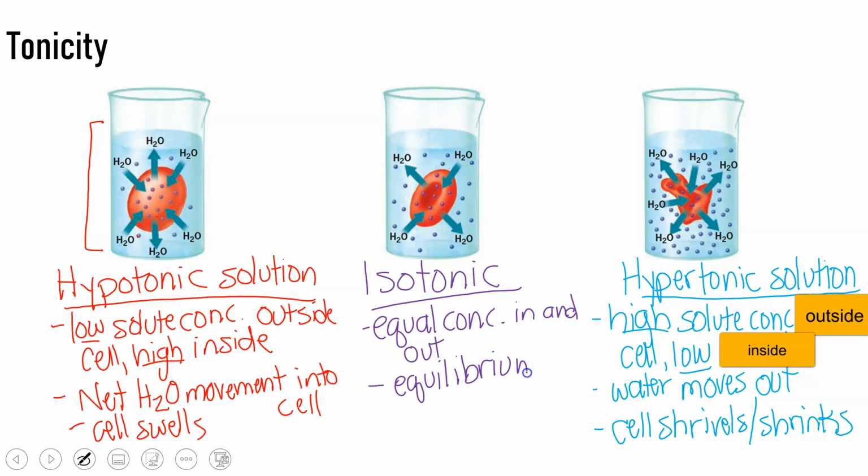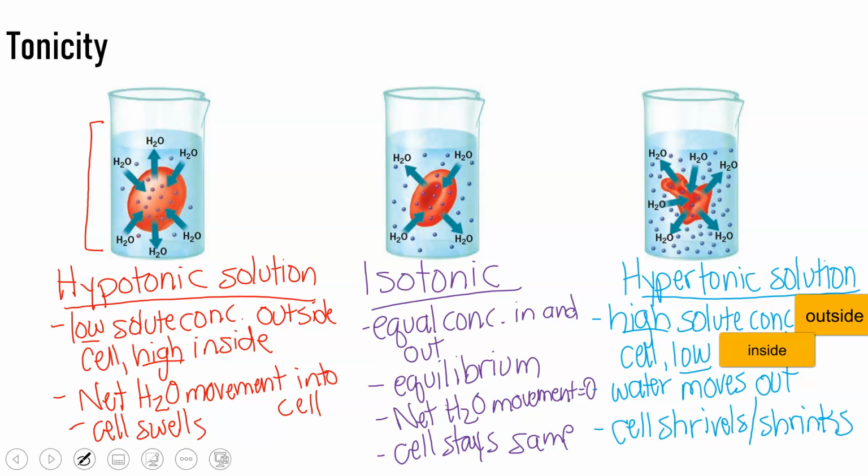And remember that when something is at equilibrium, the net water movement is 0, and the cell stays the same. It does not grow, and it does not shrink. Now remember, this doesn't mean that water molecules aren't moving at all. They're just moving at equal rates into and out of the cell.